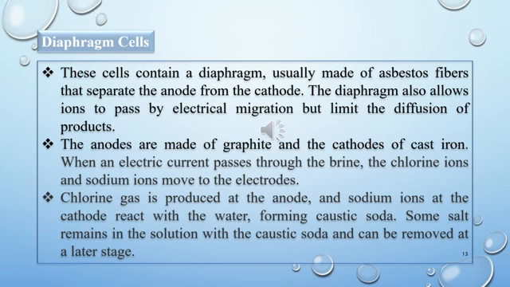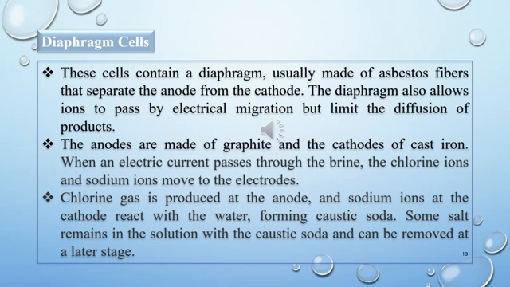We also discussed in that process that we prefer diaphragm cell and membrane cell over mercury cell, because mercury cell uses more energy as compared to both of these cells. We also said that mercury cell produces methyl mercury, a carcinogenic compound, so the mercury cell is replaced by the diaphragm cell.